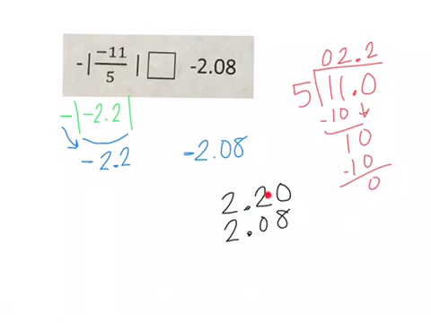2 is definitely larger than 0, but the only trick we have here is that we have these negative signs out here in front of each of these. So remember that negatives are basically like opposite world. They both say the opposite. So when we say that this 2 is larger, when we're looking at negatives, that means this 2 is actually smaller. So we're going to have to remember that when we put our sign back in here. So if 2.2 is actually smaller, then the 2.08 is larger, then we're going to have a less than symbol. So the opposite of the absolute value of negative 11/5 is less than the negative 2.08.